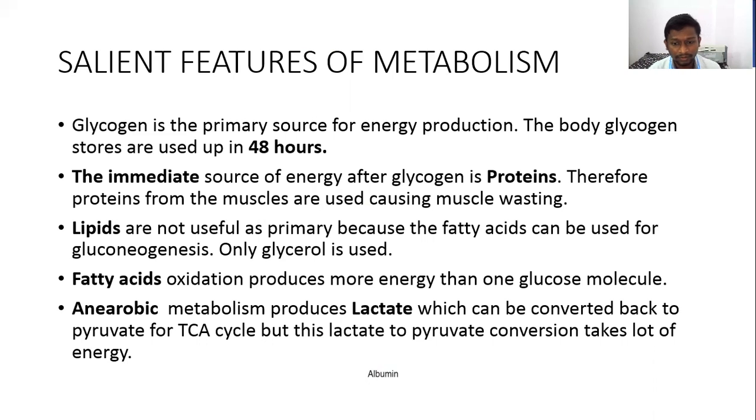Fatty acid oxidation produces more energy than one glucose molecule. If you go back to your biochemistry classes, fatty acid oxidation produces a lot of ATPs, whereas one glucose molecule produces fewer ATPs. And all of this fatty acid oxidation, or any cycle in the Krebs cycle, occurs in the mitochondria if and only if oxygen is there. So it is called aerobic metabolism. In anaerobic metabolism, lactate is produced in the muscles. All of you can have sore muscles when you exercise a lot. That is because of the production and accumulation of lactate in the muscles.